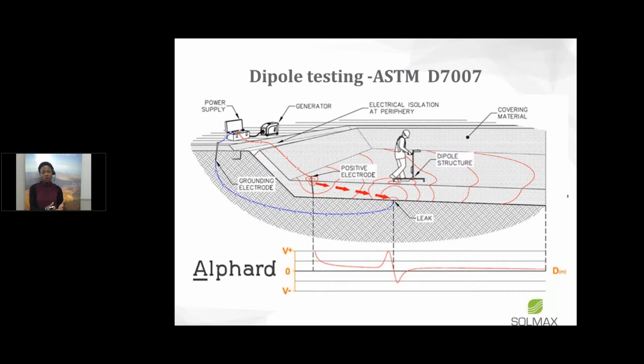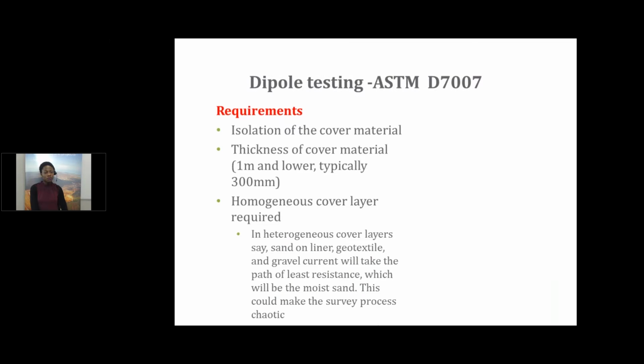A few requirements for performing dipole testing: the cover material has to be isolated in the area, and the thickness of the cover material is essential. It's recommended to keep it at about 0.3 meters, that's about 12 inches. Another consideration is that a homogeneous cover layer is required.